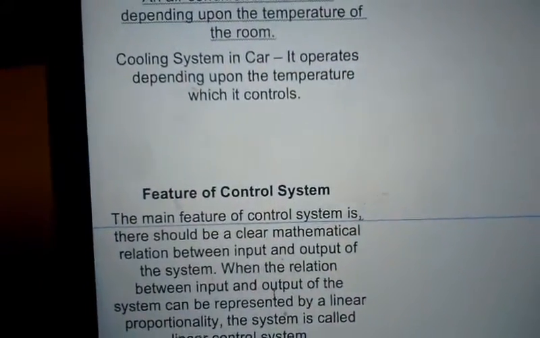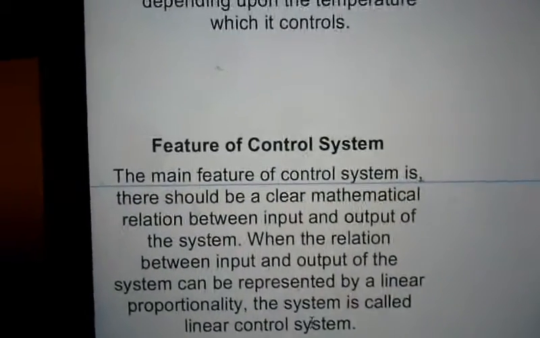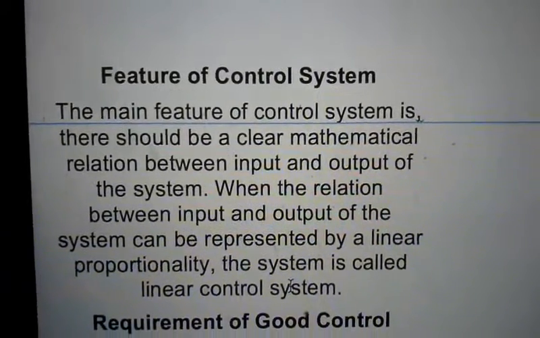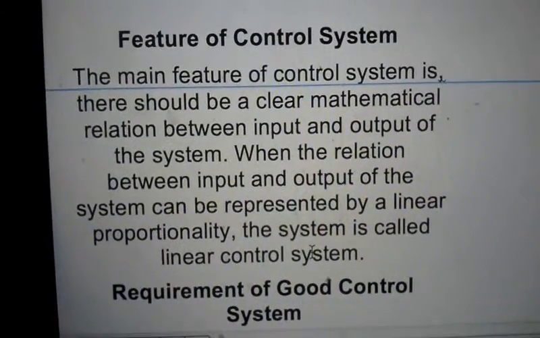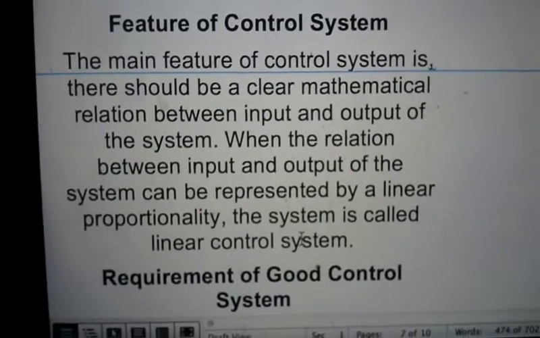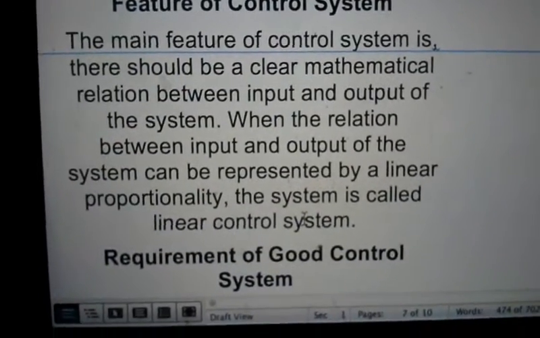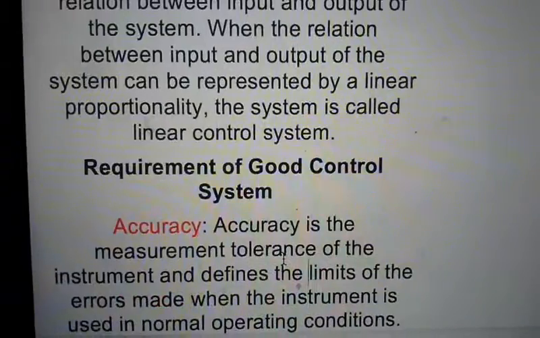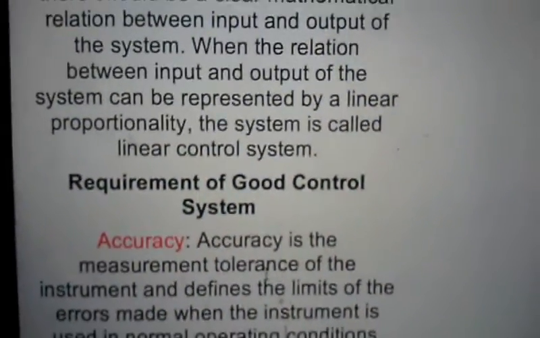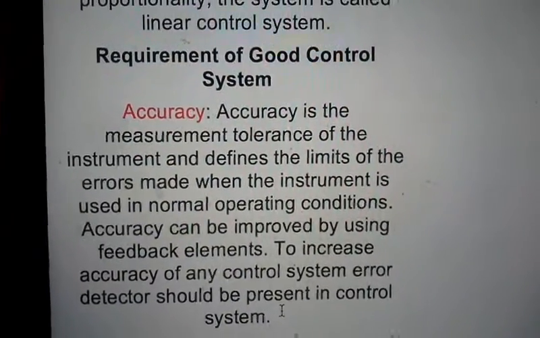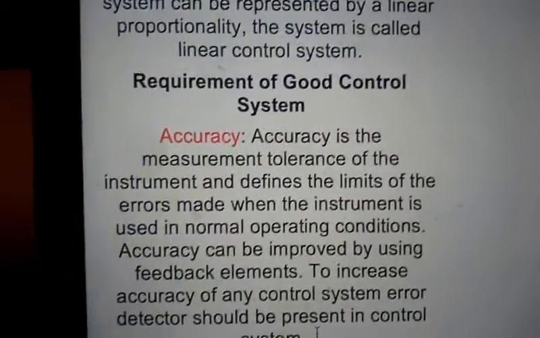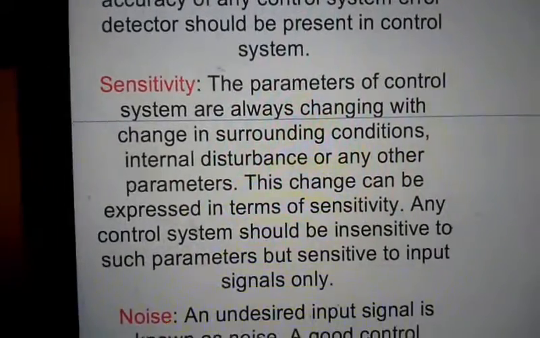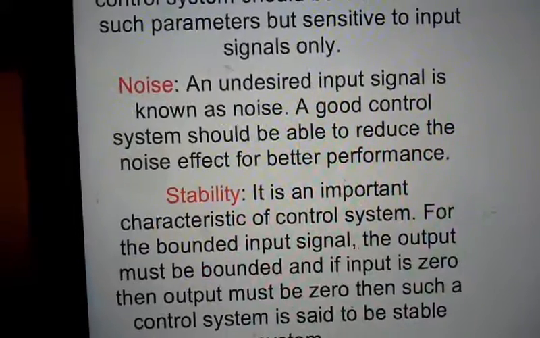There are features of control systems. The main feature of a control system is that there should be a clear mathematical relation between input and output of the system. When the relation between input and output of the system can be represented by a linear proportionality, the system is called a linear control system. There are requirements of good control systems. Those are accuracy, sensitivity, noise, stability, and bandwidth.